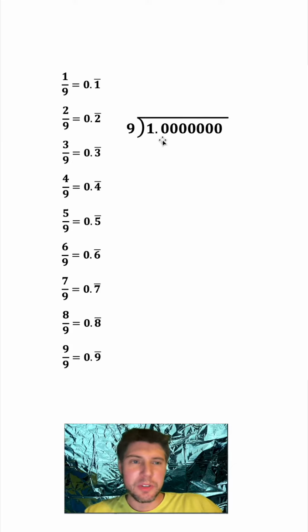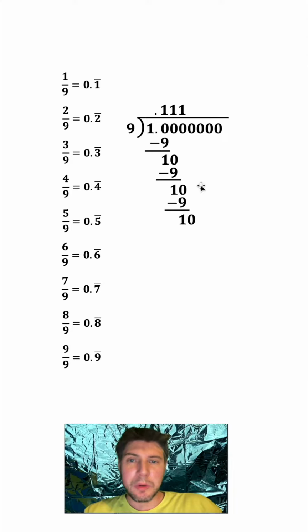1, 1.00000. We're going to bring this decimal up here. 9 won't go into 1, so how many times does 9 go into 10? It goes in 1 time. 1 times 9 is 9, and we subtract that, and that gives us 1, and then we bring down a 0, and then we repeat. That gives us another 1, we repeat again, and we'll keep repeating. That will give us 1s going on forever.